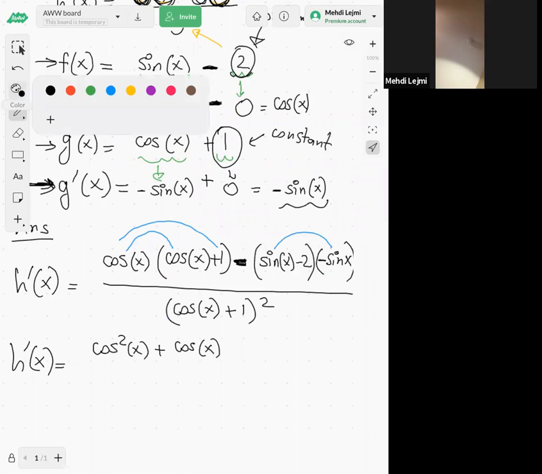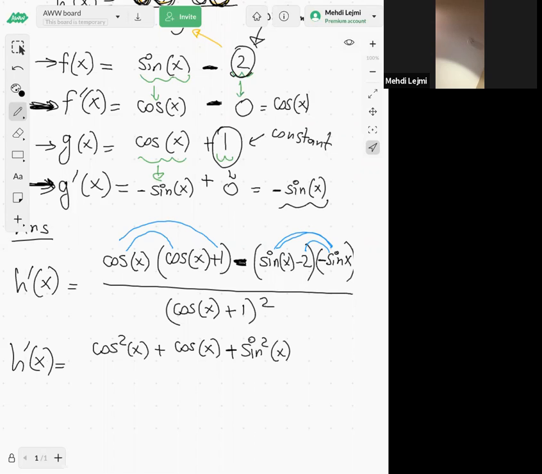All right. And then there is sine times sine, and then the 2 times sine, right? So it's sine times sine, that's a sine square. Minus minus, that will be plus. So it's plus sine square of x. And then there is this minus here, minus minus. So that will be a minus. Minus times minus times minus, that's a minus. 2 times sine of x, so 2 sine of x, right? Over cosine of x plus 1 square.